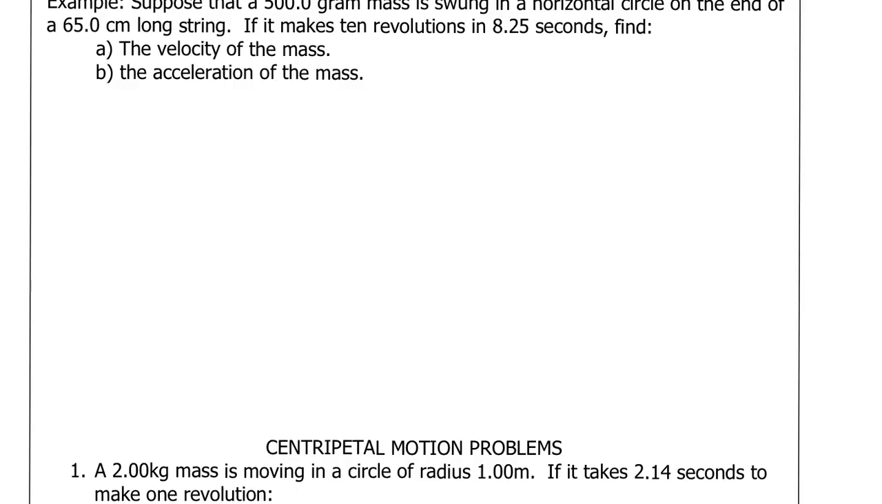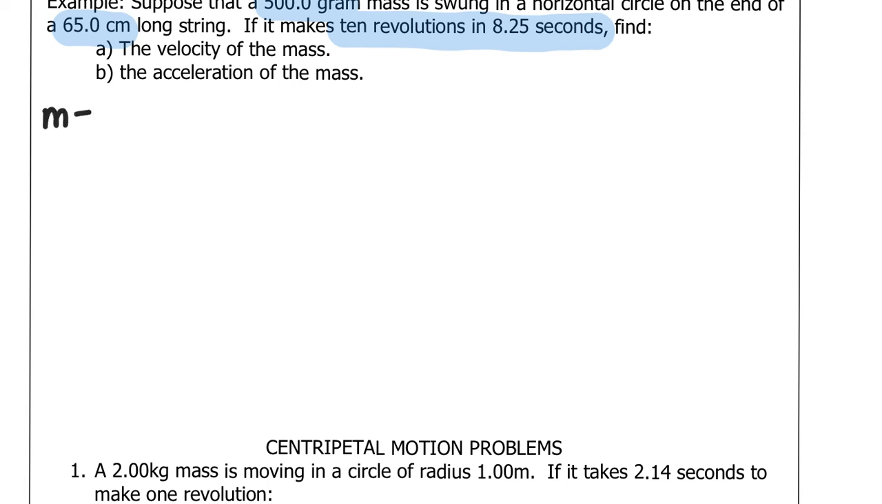It says, suppose that a 500-gram mass is swung in a horizontal circle at the end of a 65.0 centimeter long string. It makes 10 revolutions in 8.25 seconds. So what information do I have here? If I go through and highlight numbers with their units, that sometimes helps, and we're going to pair those up with the variables that they belong to. I find this section is very much like Physical Science 20, where you just have formulas and you have to match up the information. So what I know is that I have a 500-gram mass.